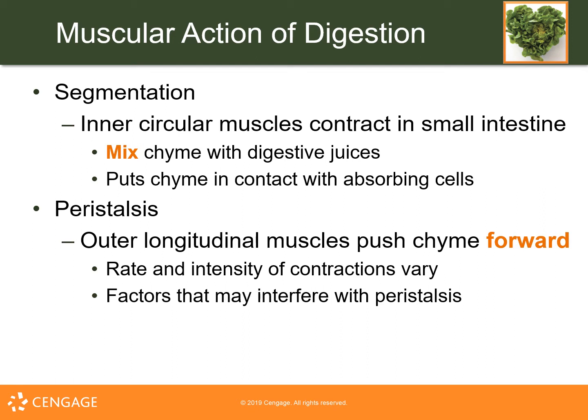The other is peristalsis, and the key word here is forward. So you have outer longitudinal muscles push chyme forward. Think of it like when you have a tube of toothpaste and you squeeze from the bottom, you're pushing it forward. Rate and intensity of contractions will vary, and that's based on which section of the GI tract it is and whether food is present or not. Factors that may interfere with peristalsis include stress, drugs, medicine, or illness.